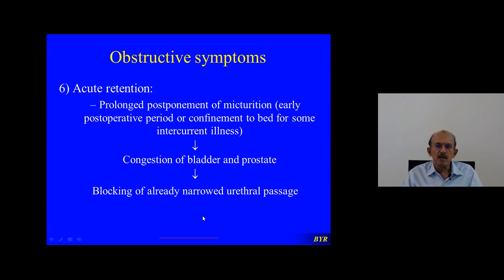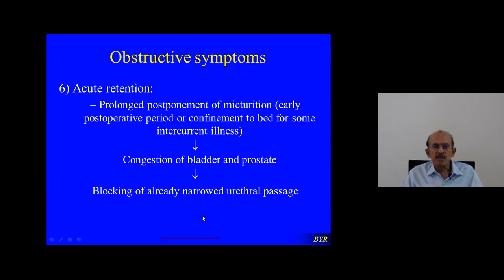So if it is a partial narrowing, it becomes a complete narrowing due to edema and congestion of the prostatic urethra whenever the micturition is forcibly postponed. For example, a BPH patient who is having frequency, urgency, intermittent stream, and difficulty in micturition has to travel in a bus for a very long distance. In the house, he used to visit the bathroom every 1 hour. He can't do that in the bus. So he will patiently wait and then he postpones the micturition forcibly.